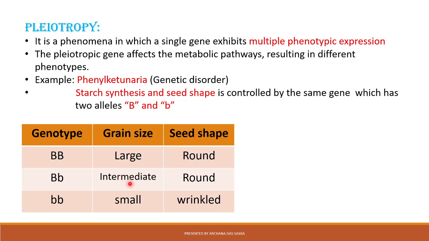Heterozygous condition gives us intermediate grain size, whereas the shape remains round. That means here capital B is dominant over small b with reference to seed shape. That is why you are getting round. Whereas with reference to grain size, it is showing incomplete dominance. Then when it comes to homozygous small b, grain size is small, and seed shape comes to wrinkled, which is a recessive character. So in this case also, small is recessive, large is dominant, but there is also an intermediate character in between due to incomplete dominance with reference to grain size.